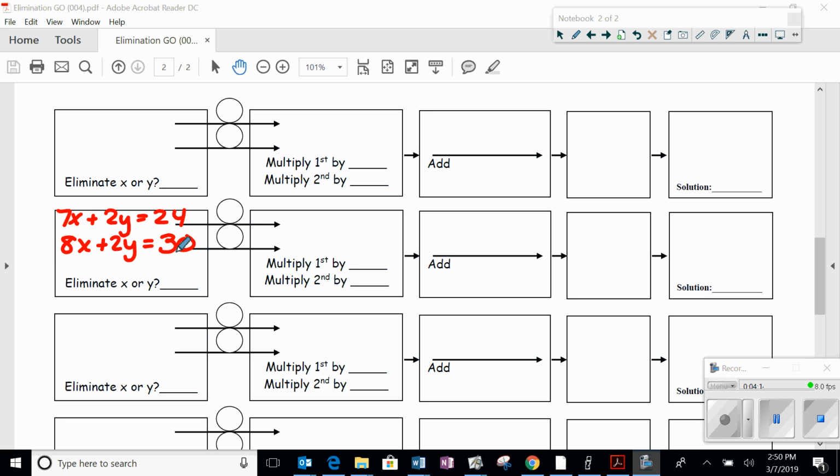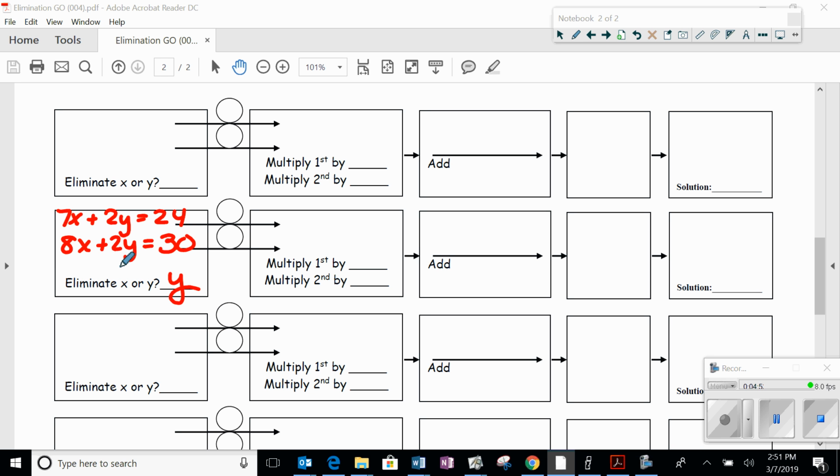Yes. So now I'm going to look at my coefficients for the x, which is a 7 and an 8. So they're different. I'm going to look at my y values, and they're both +2. They're not automatically going to cancel out, but they would be easier to cancel out than the 7 and the 8. So this time we're going to eliminate the y value. We are going to have to multiply by something this time because I need to make one of these equations a -2 and one of them has to stay a +2.